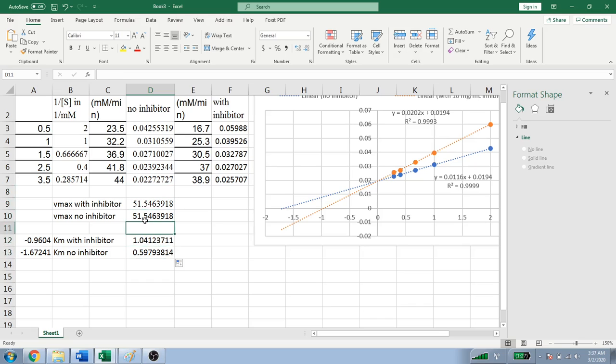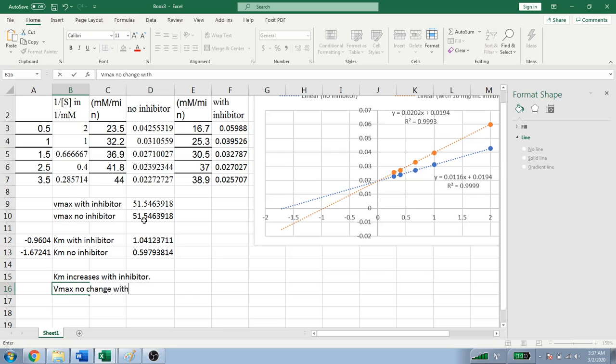It did not change. Right? So Km, Vmax change with... Now here's why.